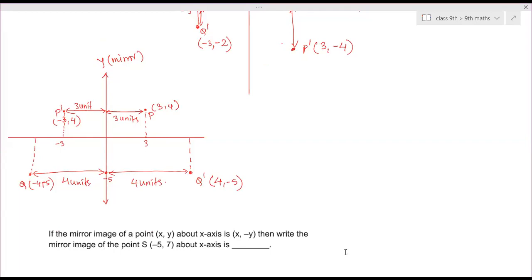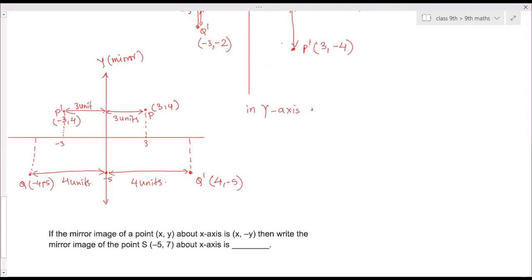Ma'am, after drawing that x-axis mirror, you have to write this question. Yes. You have drawn the y-axis? No, ma'am. You have to draw now. Ma'am, can we do this question without drawing the graph or should we draw it? Not needed. The graph is not needed.